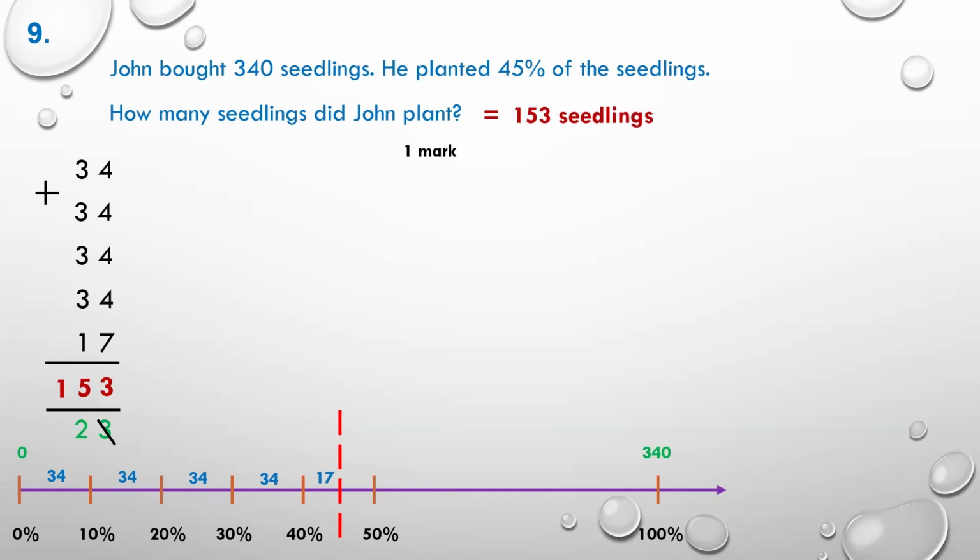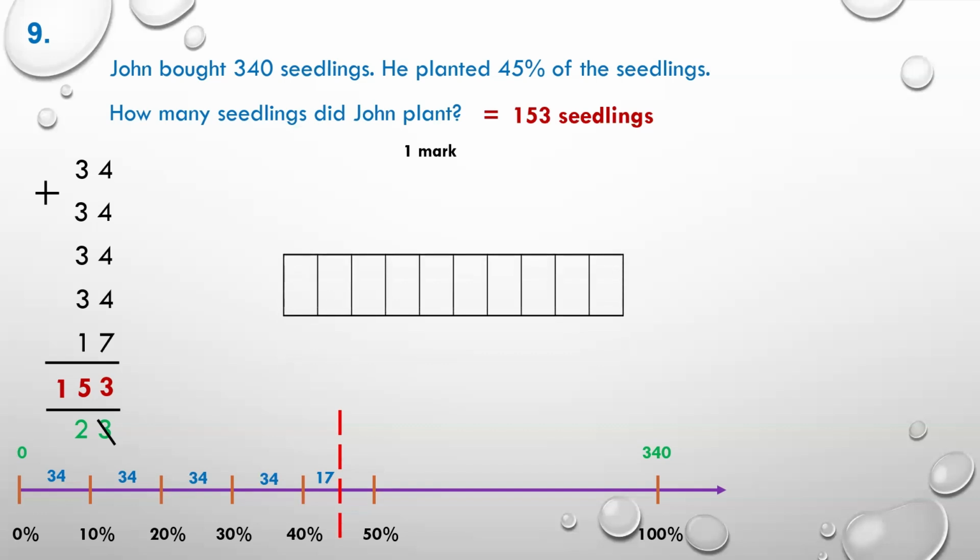I'll just show you another diagram you could have used, and you do the same working. If we consider the rectangle as the whole, as 100%, and we cut it into 10 parts, let's do that. If we notice 1, 2, 3, 4, 5, 6, 7, 8, 9, 10 columns, we're cutting into 10 parts. Each part is 10%. So this first part will be 10%, which represents 10% of 340, that's 34. And another 10% to make it 20%, that's another 34.